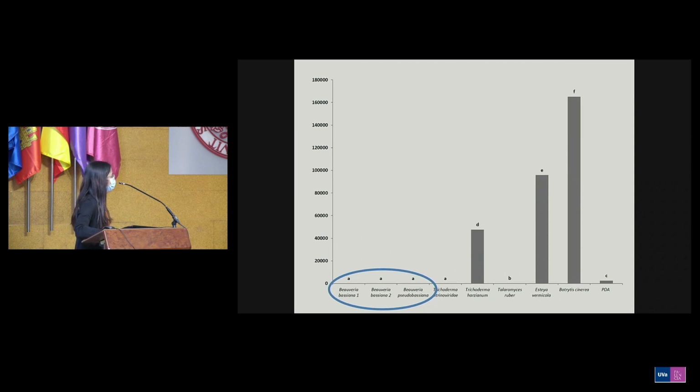And especially interesting are the treatment with Beauveria bassiana and Beauveria pseudobassiana, because if you remember, they are the fungi that we use to control the insect vector. That means if we prove that these fungi are indeed effective against the nematode, we could use exactly the same fungus to control the vector and also to control the pathogen that is the nematode.